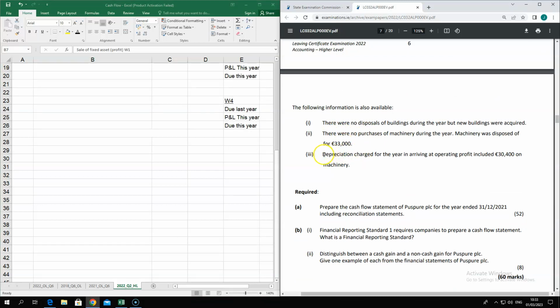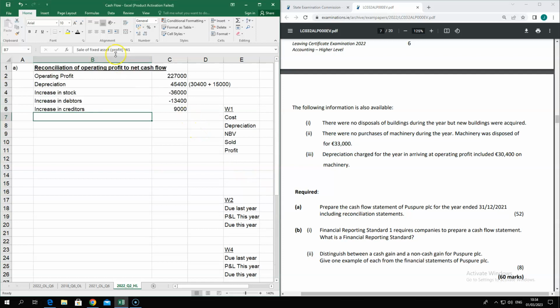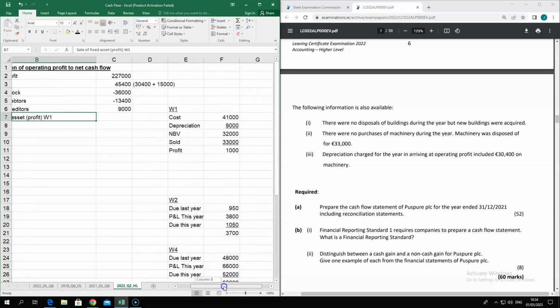It says you sold machinery for 33,000. Okay, so you have to see if you made a profit or a loss on that. Okay, so we're going to put in sale of fixed asset, and we're going to see if we made a profit or a loss. So I've done a working in here.